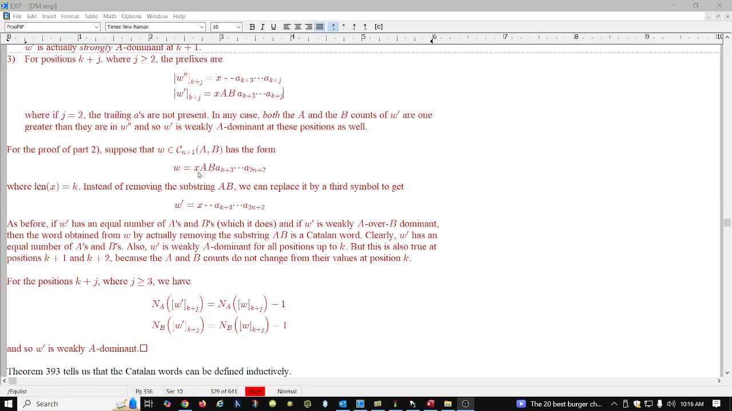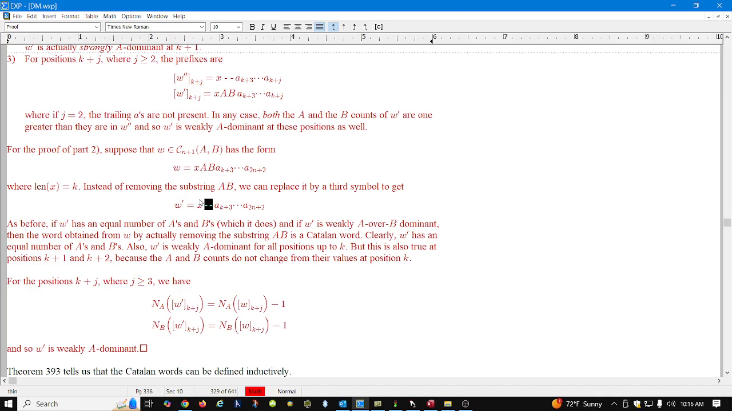X ends with A sub k. This would take the place of A sub k plus 1, A sub k plus 2, so this is A sub k plus 3. And to do something similar to what I just did, instead of actually removing the substring AB, we're going to replace it by two hyphens.